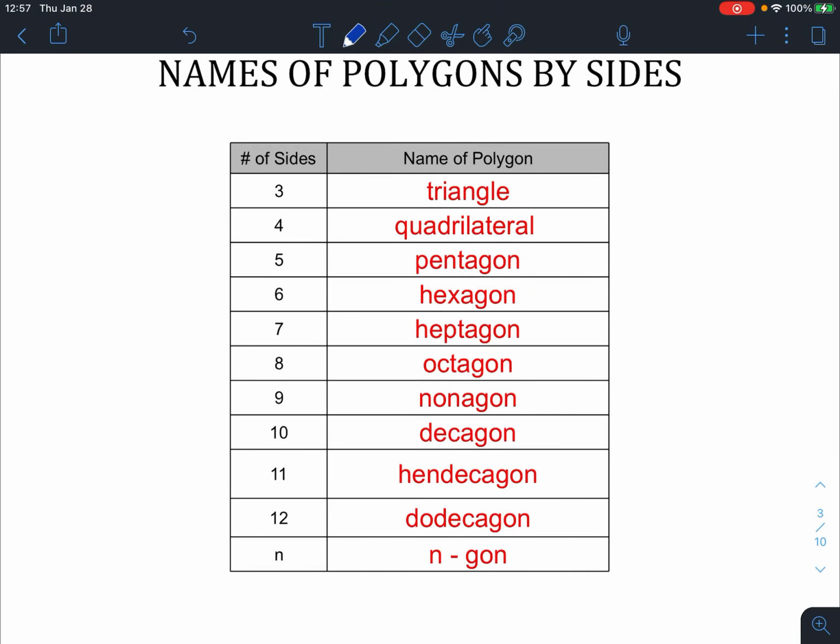Here are some polygons by side that you should know. Pay real special attention to pentagons, hexagons, and octagons. We'll work with those a lot in this section, but really we should know everything up to 12. Anything above 12 we just call an n-gon. So for example, if it had 16 sides, we would call it a 16-gon.